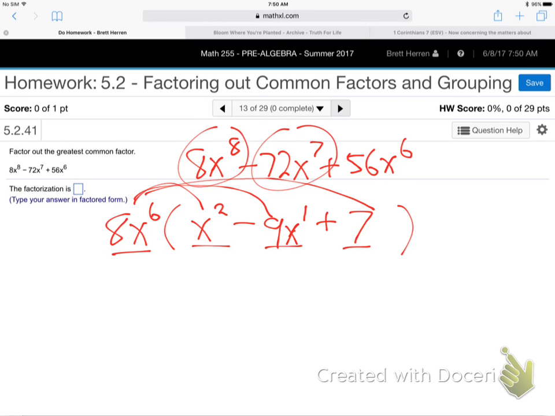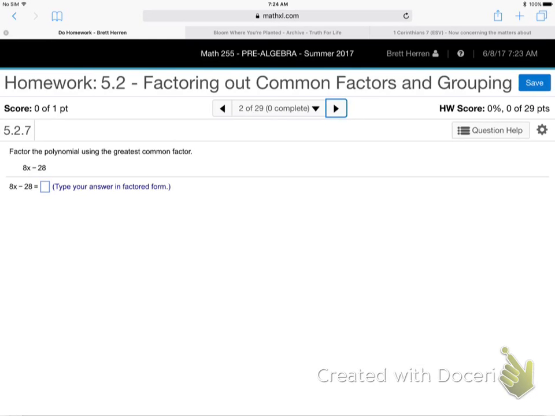So all of this is greatest common factor, GCF. We're taking out the greatest common factor. All right. Next, (8x minus 28). Same thing: parentheses, something in the front. This time we have a minus sign in the middle.